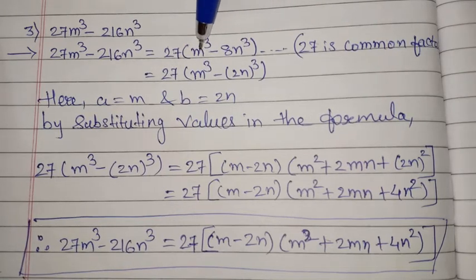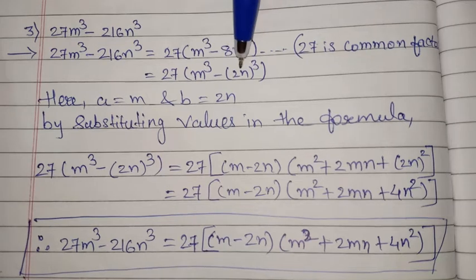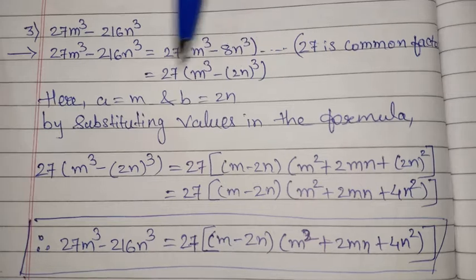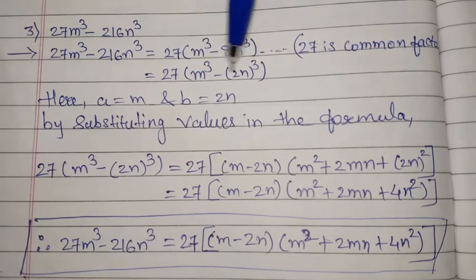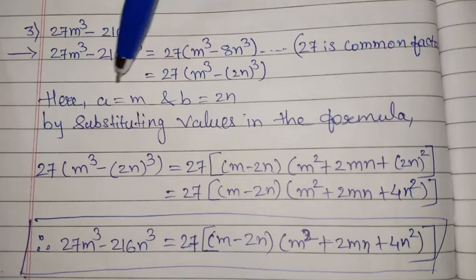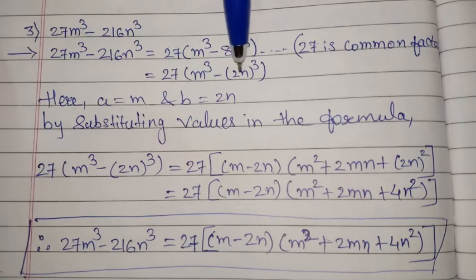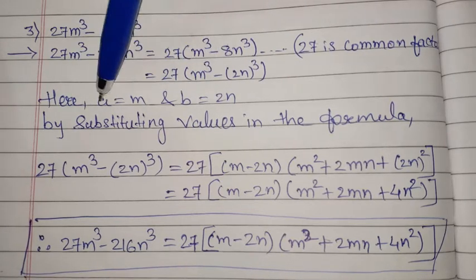which is equal to m cube minus 8 is 2 cube. So 2n cube we can put in bracket. So now in this bracket we have got format of a cube minus b cube. So 27 we can write common in every step. Here a is equal to m and b is equal to 2n. Then after this write down formula.